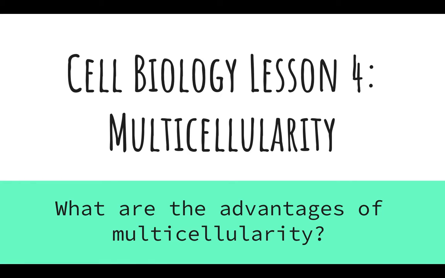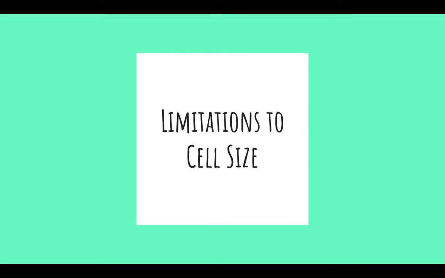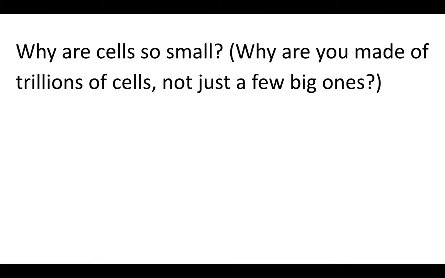Lesson 4 was about multicellularity, and the question is, what are the advantages of multicellularity? So why would organisms be made of more than one cell? The first thing to examine is the limitations to cell size. And the question is, why are cells so small? So why are you made of trillions of tiny cells instead of a few big ones?